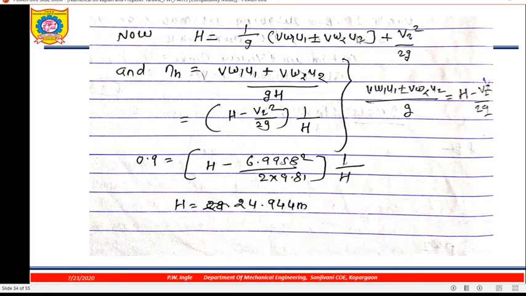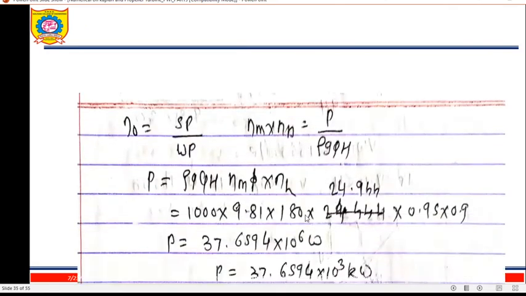VW1 E1 plus VW2 E2 upon G is what? It is H minus V2 square by 2. VW1 E1 plus VW2 E2 upon G, that is, VW1 E1 plus VW2 E2 upon G is what? H minus V2 square by 2. So you just put the value by taking the reference of this equation. Okay, so you are getting what? This H. So H is 24.944 meter.